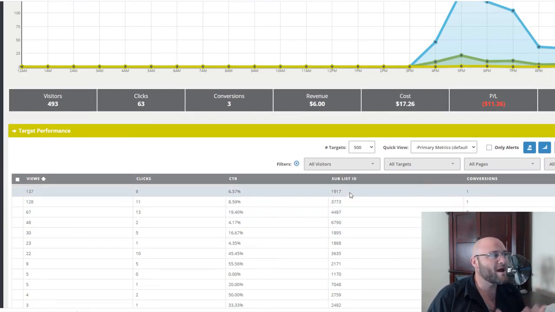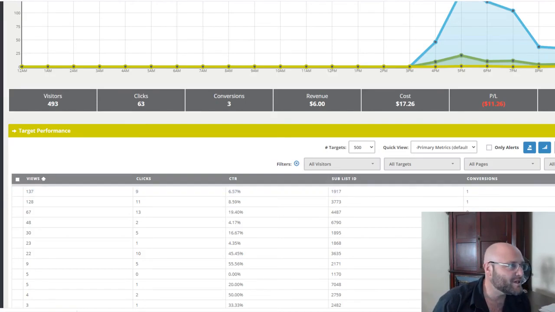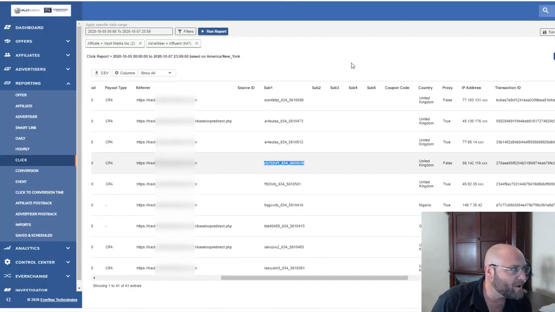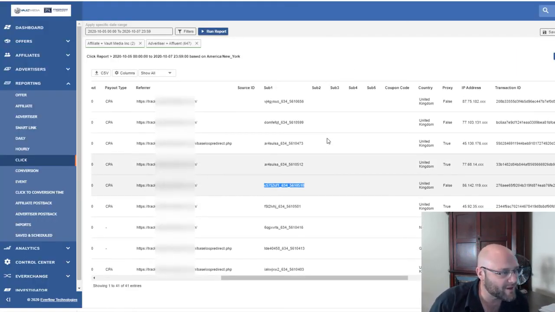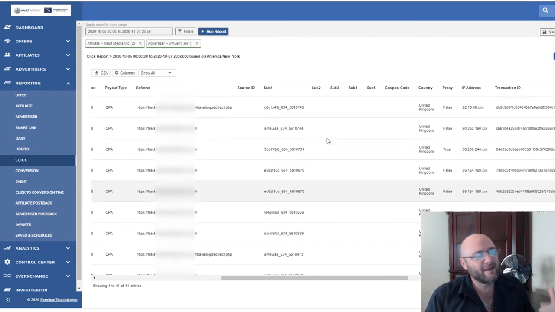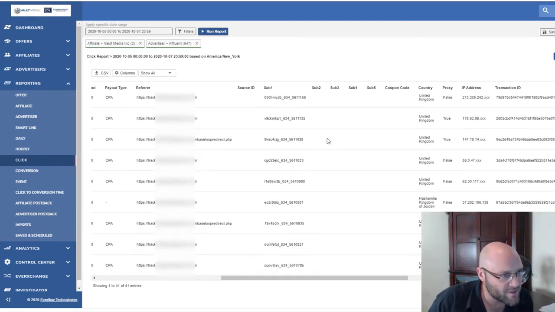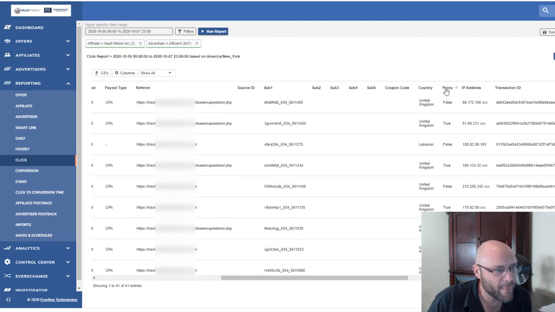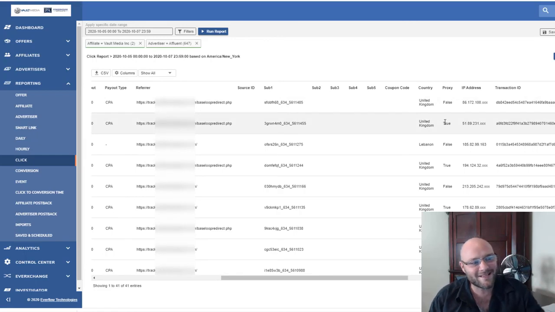Now, what I have set up here for my case studies and for my own traffic is my own internal tracking, which is here, okay? So what you can see here, this is the traffic that came through the case study. Check out how many proxies are true here. This means that the traffic is coming from what this system detects as a proxy, which likely means it's a VPN. It could be fake traffic. I'm going to say most likely it's not good traffic, okay, if it's coming through a proxy.